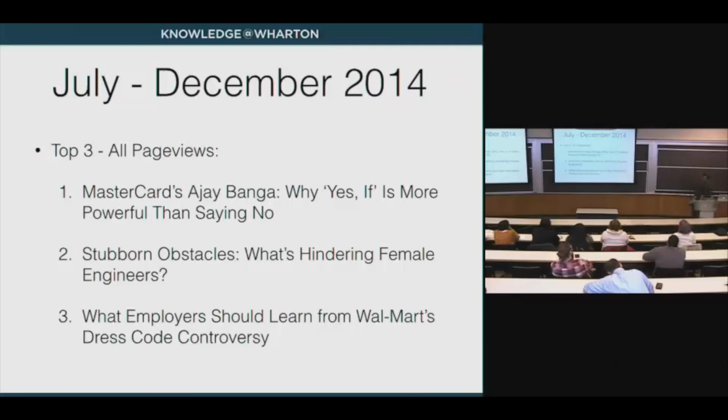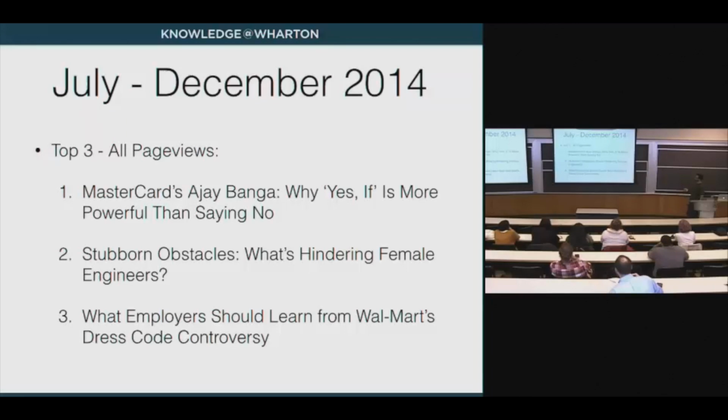So an example of this is if you pulled the second half of this past year and you looked at the top 3 articles by page views. You have a MasterCard story, you have a story about stubborn obstacles, and you have a Walmart's dress code story, which is all well and good until you realize that stubborn obstacles was actually published in 2010.